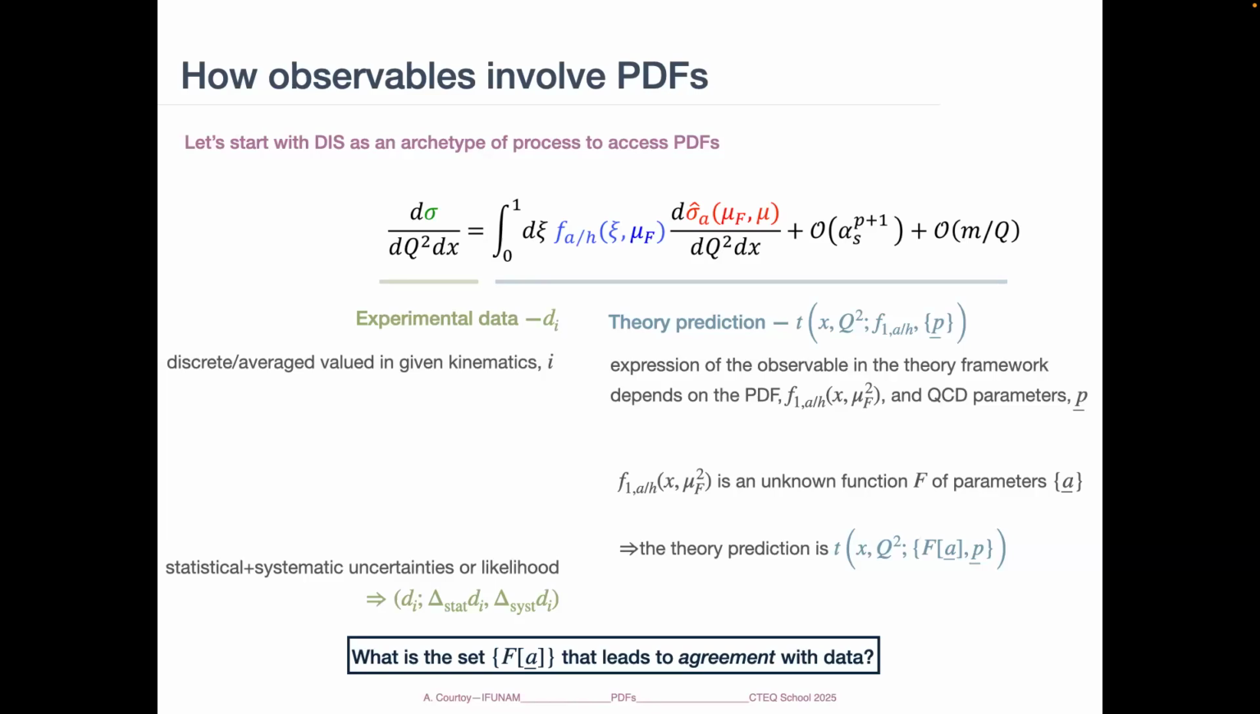But the idea is: how do we find a set that would describe the PDFs such that the right-hand side agrees with the left-hand side? Is that clear to everyone?